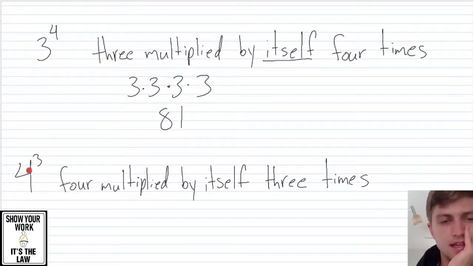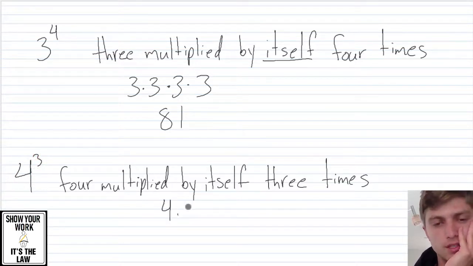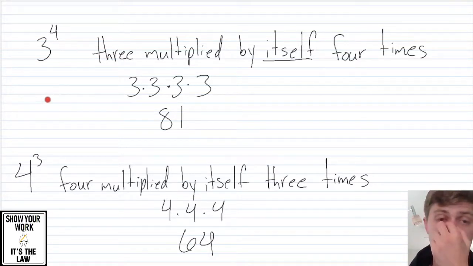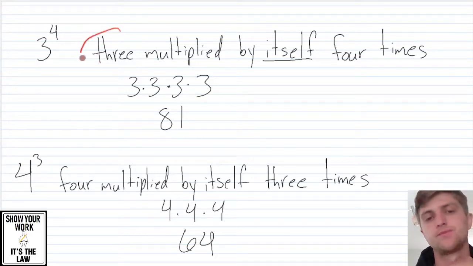This is not the same as 4 to the power of 3, which is 4 multiplied by itself 3 times, which would be 4 times 4 times 4, which I believe is 64. Okay, so these two things do not equal each other, and it's important that you think of the English equivalent when you're working with these.